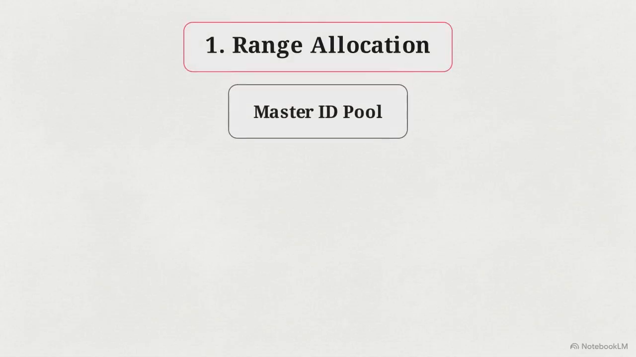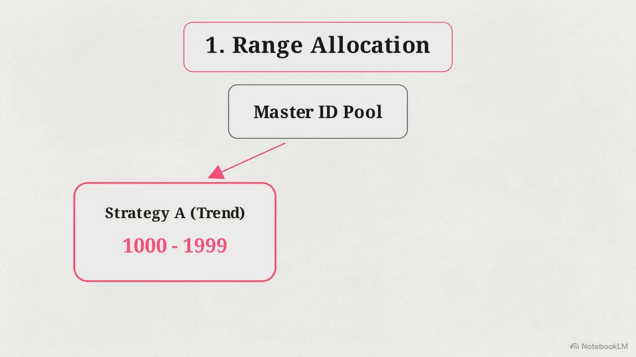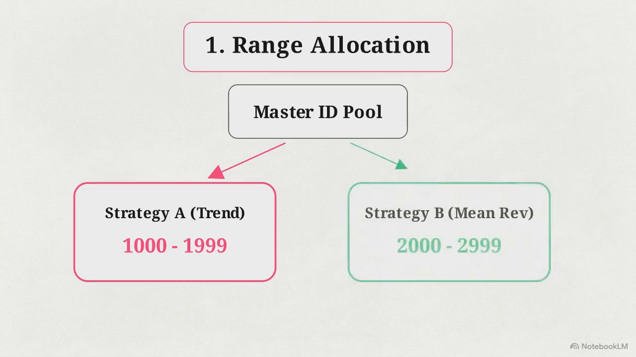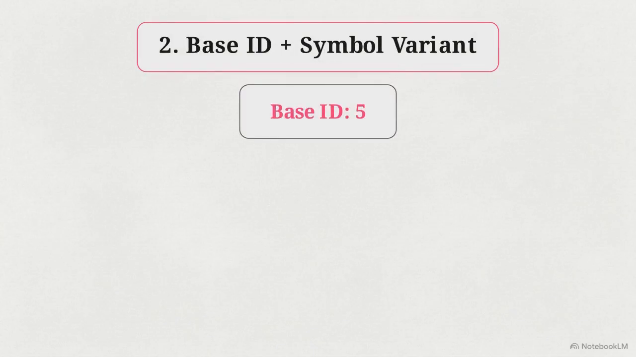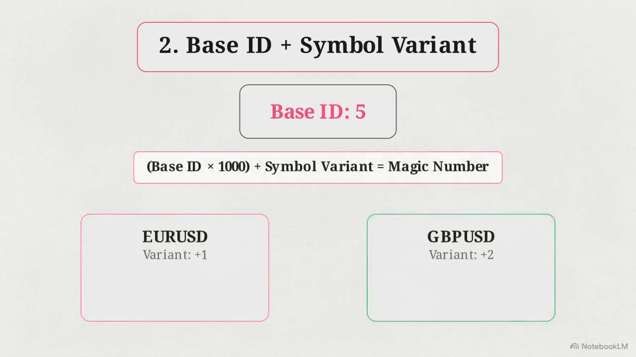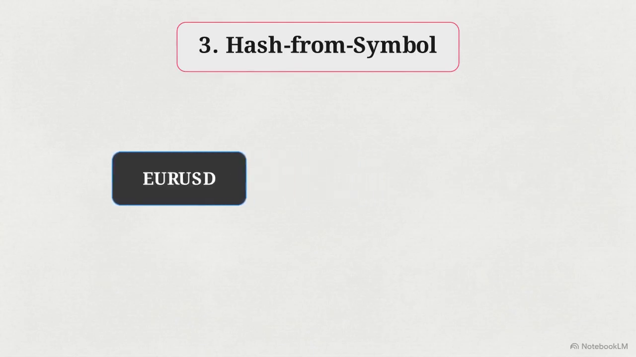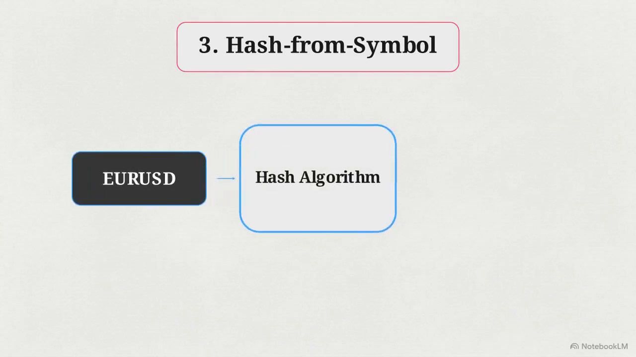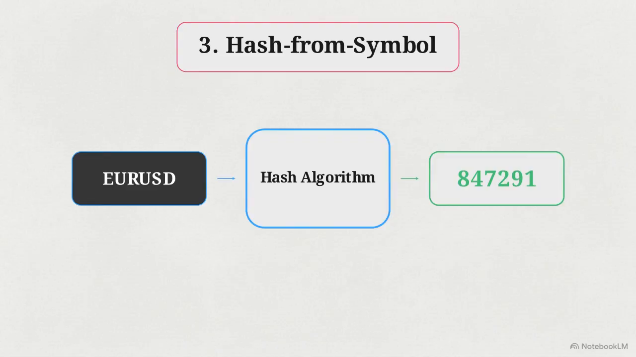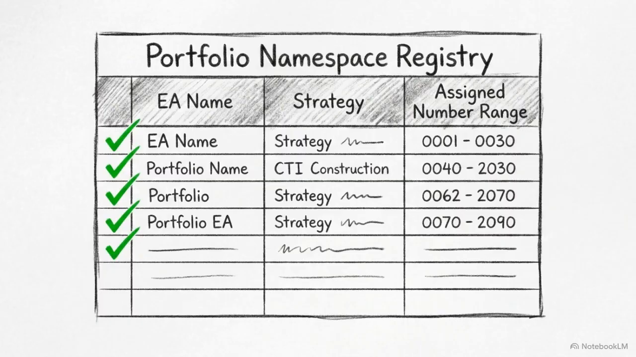You distribute discrete blocks of numbers to specific strategies. EAA gets 1,000 through 1999. EAB gets 2,000 through 2999. It is clean and easy to audit manually. If you deploy the exact same EA across multiple charts, multiplying a base ID by 1,000 plus a variant keeps the numbers perfectly segregated. And for dynamic portfolios where symbols shift constantly, you can derive a unique hash code directly from the symbol string at runtime. Implementing a strictly documented namespace eliminates ambiguity, guaranteeing that automated strategies will never mathematically cross paths.